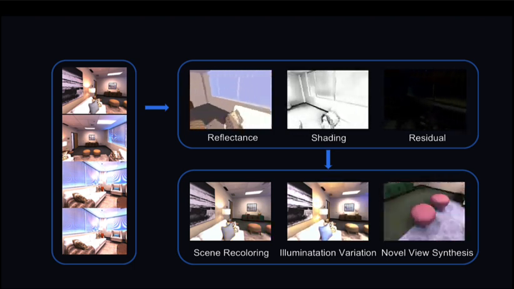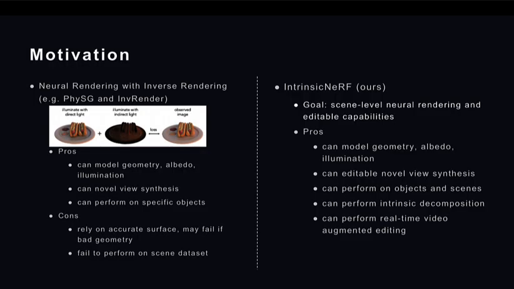view synthesis. Neural rendering methods with inverse rendering can model the geometry, albedo, and illumination of some objects, but they rely on accurate surface modeling. It may fail with bad geometry. The goal of IntrinsicNeRF is to empower the scene-level neural rendering while maintaining such editable capabilities.